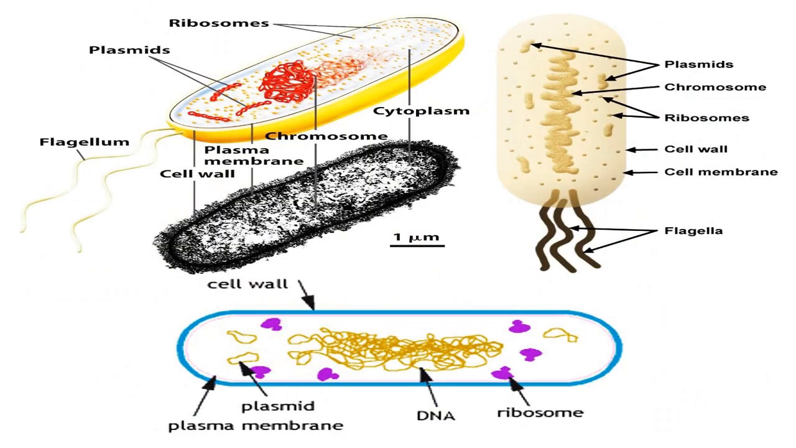Whereas, bacterial cell structures: ribosomes, plasmids, chromosomes, plasma or cell membrane, cell wall, cilia, and flagella.